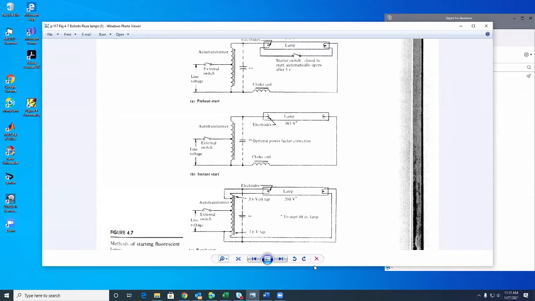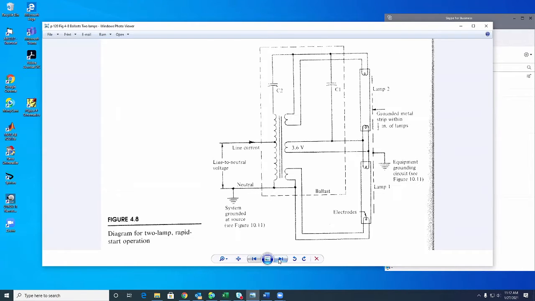Okay, so now this slide is for two lamps, lamp 1 and lamp 2. Rapid start operation. So there are filaments.